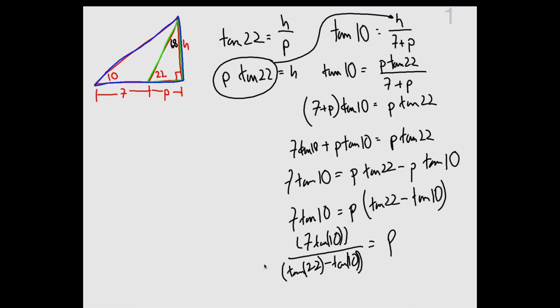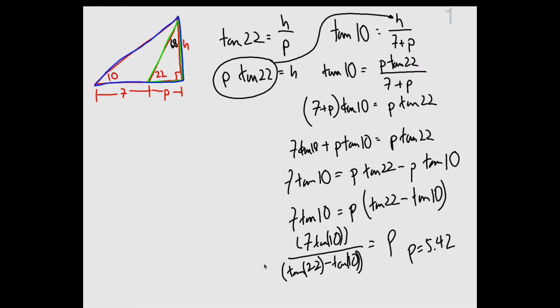So what does that say? I can't read it. 5.42. P is equal to 5.42. You want to know the biggest insult to injury? That's not the answer. That's how far he is from the base of the mountain. Who cares how far he is from the base of the mountain?